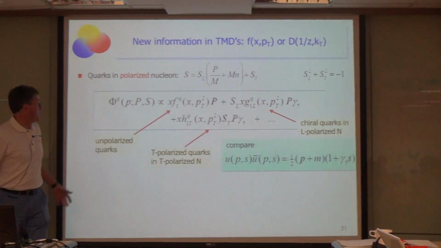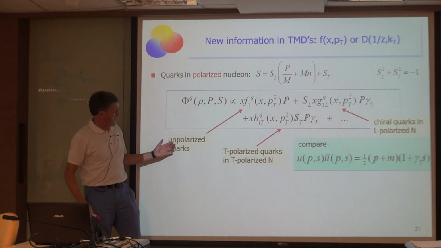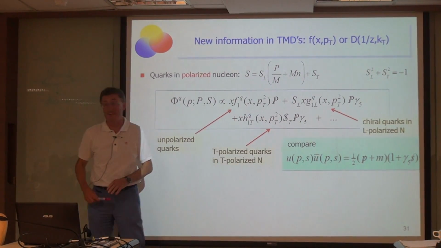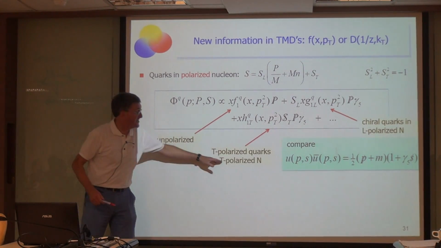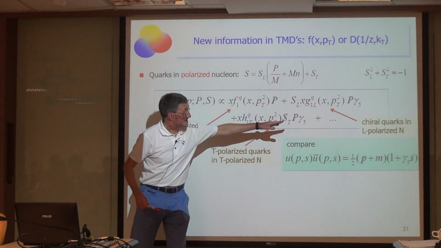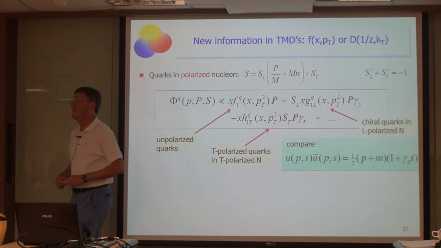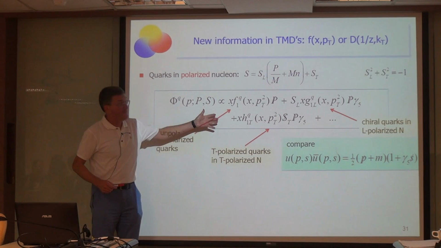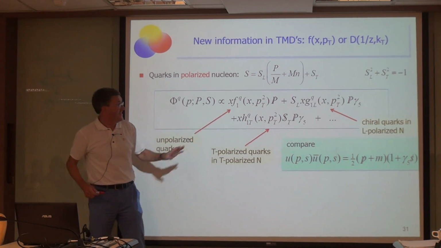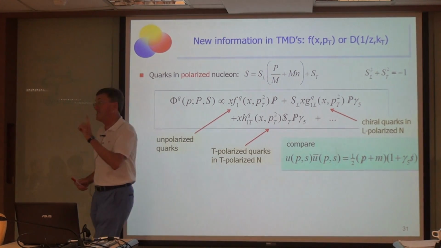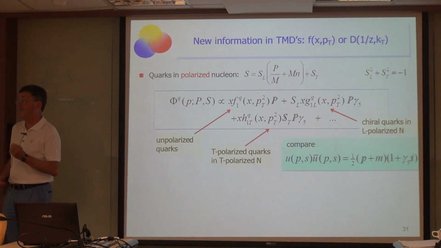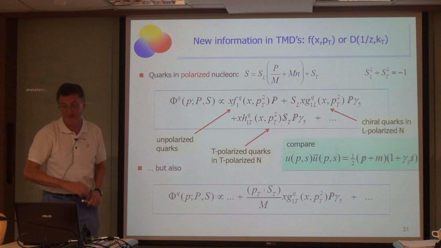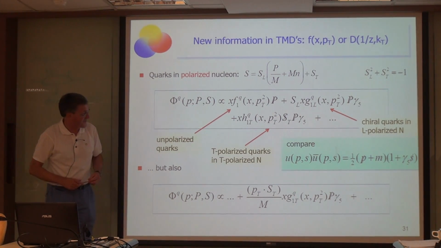So this is how you read off what each of these is. These are unpolarized quarks, these are chiral quarks, right-handed minus left-handed, and these are transversely polarized quarks in a transversely polarized nucleon. And chiral quarks only can occur in a longitudinally polarized target. So if this would be all. But in this expression, the PT slash has not been used. The transverse momentum of the quark has not been used. If you allow for the transverse momentum of the quark, something else can happen.